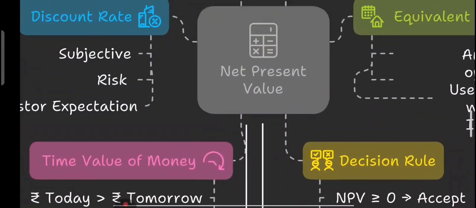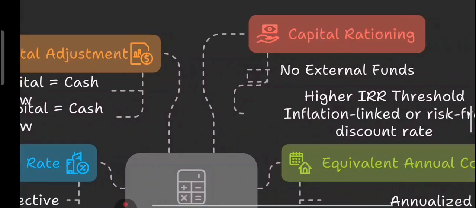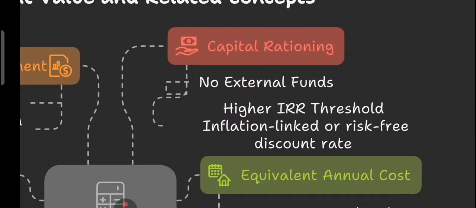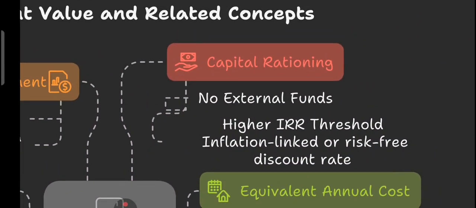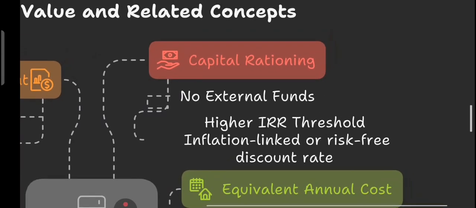And one more thing is very, very important. It's called capital rationing. What is the meaning of capital rationing? Let's understand. When funding is limited, we use an inflation adjusted or risk-free discount rate and raise our threshold, like a higher IRR cutoff.